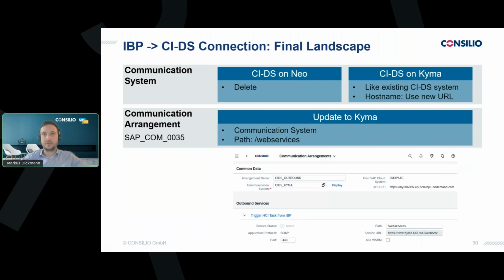And your communication arrangement can be updated to Kyma by updating the communication system and the path, the same way we did it in step 3, by switching the communication system to the new Kyma communication system, and the path field will be adjusted to /web services.